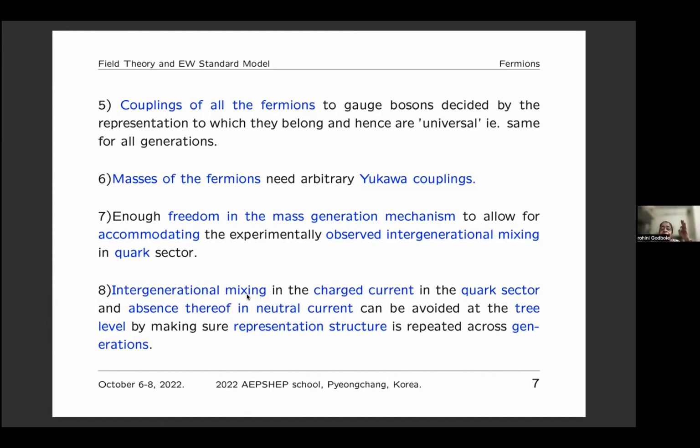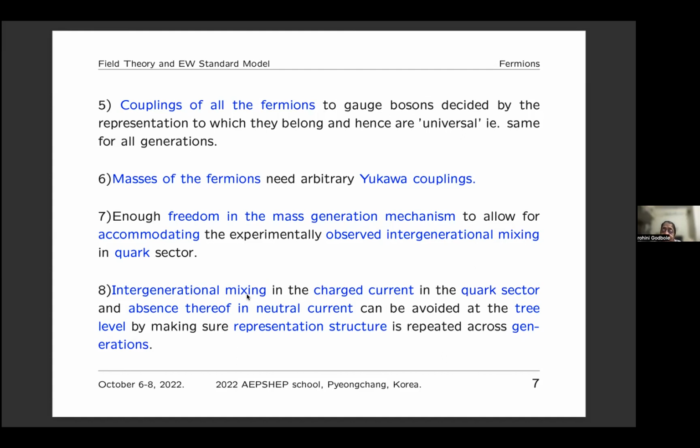And that came from the famous requirement that the FCNC, flavor changing neutral currents, should be suppressed in the standard model. That is how the standard model could automatically suppress them. And that was an experimental observation. The masses of the fermions needed arbitrary Yukawa couplings.